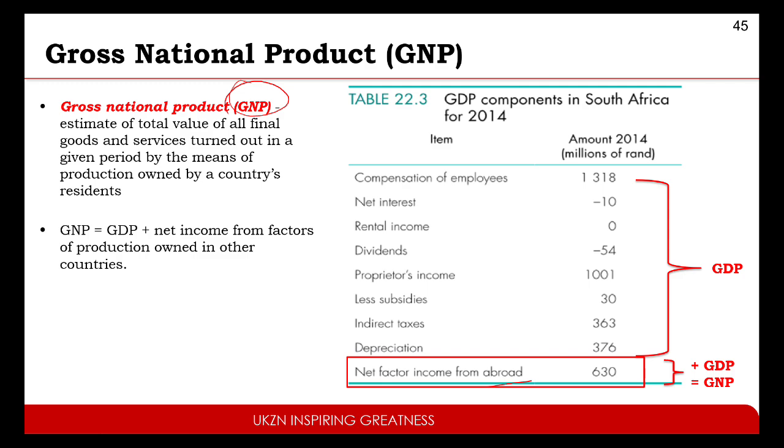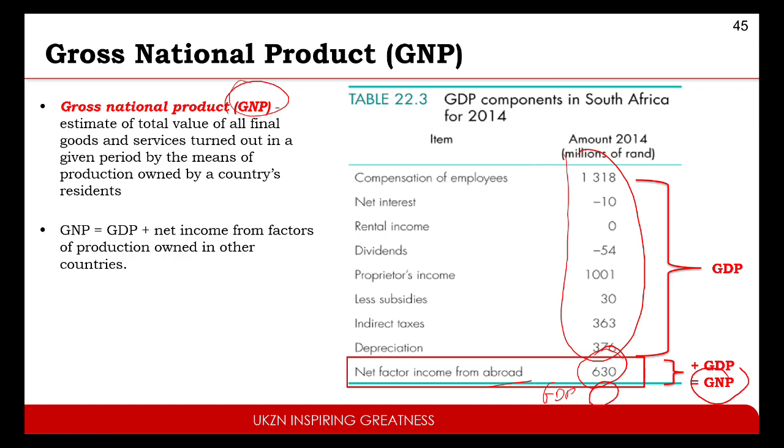So as you can see here, GDP is over here. If you add all these, you get GDP. If you add the income from the people abroad, you get GNP, which is over here, your total.